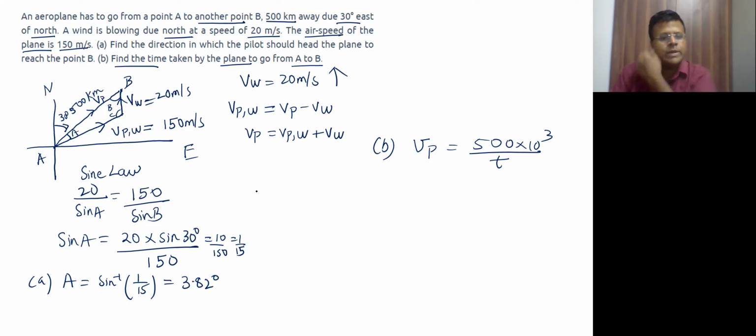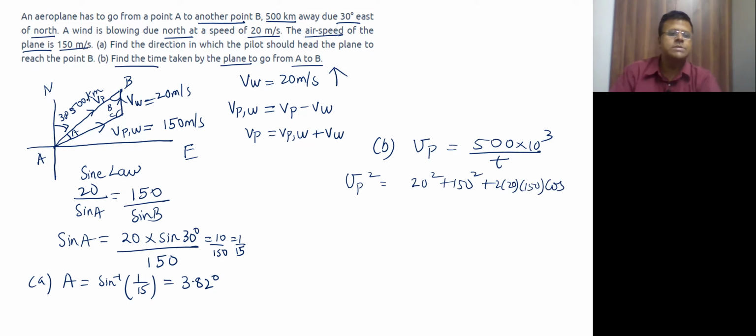And we have this particular law, rule, where we can say that Vp square is going to be 20 square plus 150 square plus 2 times 20 into 150 into cos of the angle between these two vectors. Between these two vectors. So what is the angle?